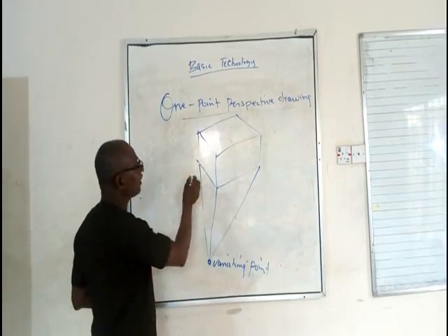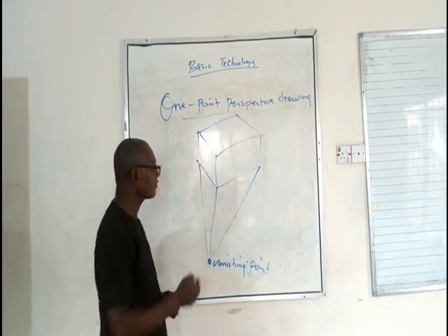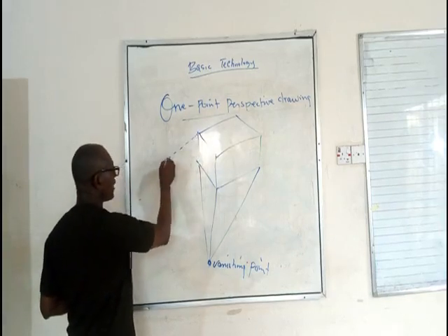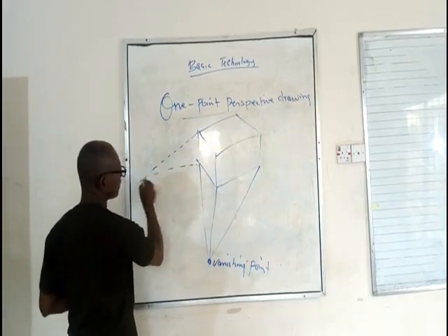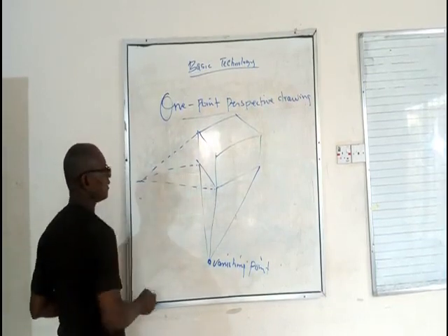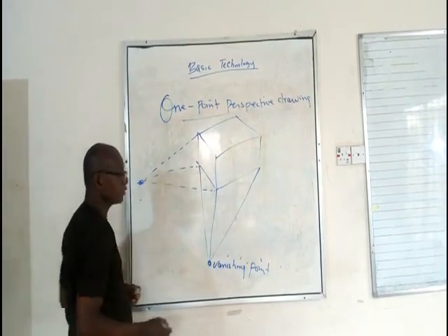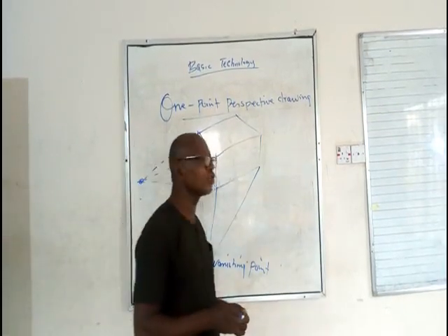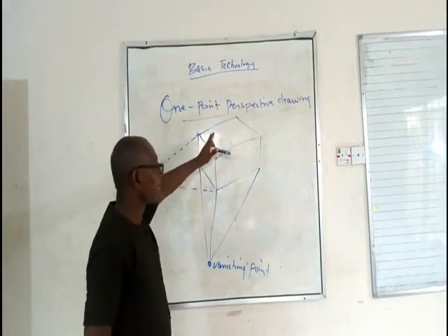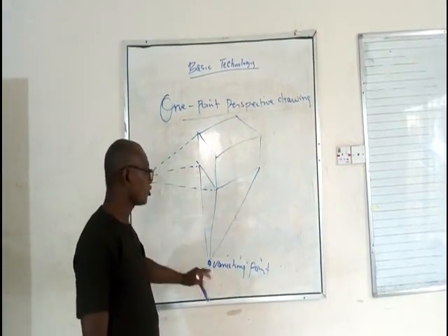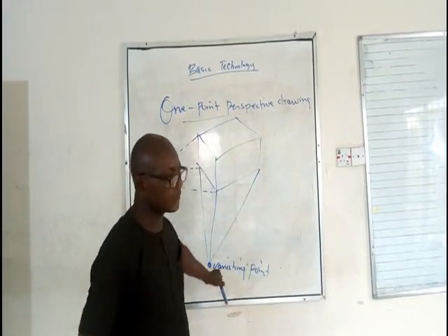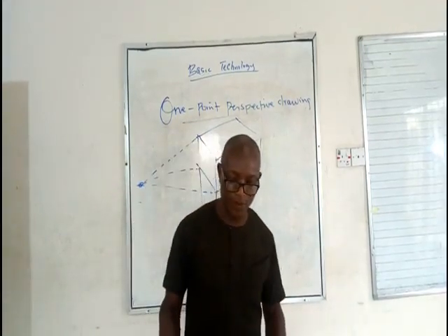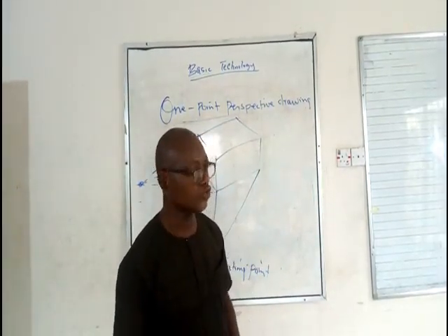If we go to 3 points, we have 3-point perspective. In the 3-point perspective, here you also see here, and then you also see here. That gives you another vanishing point. So that is all about perspective drawing. We don't have much to talk about, but all we need to know is the vanishing point.